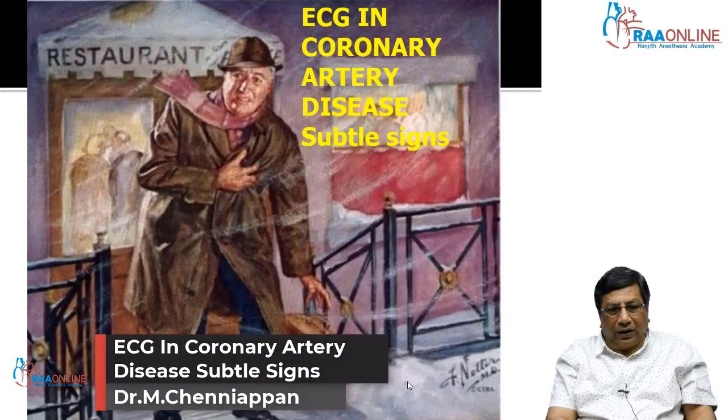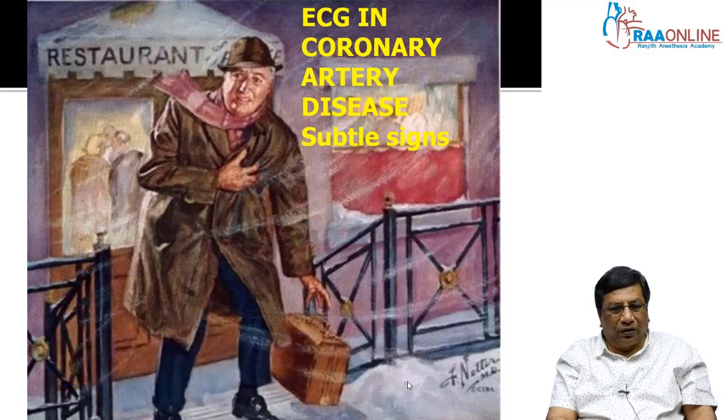The ECG in coronary heart disease: we are now going to see the subtle signs of coronary heart disease, because textbooks will describe the classical signs, and it is easy to diagnose coronary heart disease when classical signs like ST depression or ST elevation or the classical T wave inversions are present. But many times those changes may not be there in the patient, and very subtle signs will tell you that the patient may have coronary heart disease.